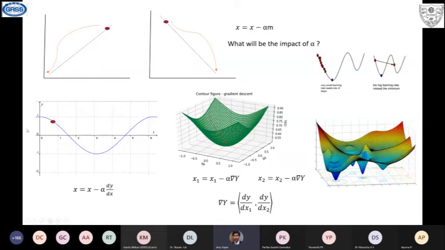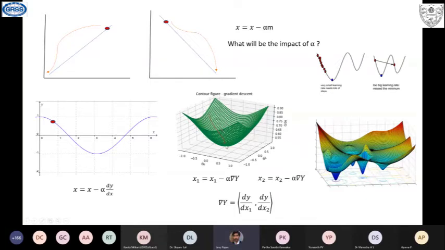Now assume that in this case our y depends only on one parameter x. Now assume that y is a function of multiple variables. So assume that y is a function of x1 and x2. So in this case, we have to find what value of x1 and x2 minimizes the y. So here you have to find what value of x1 and what value of x2 minimizes the y.